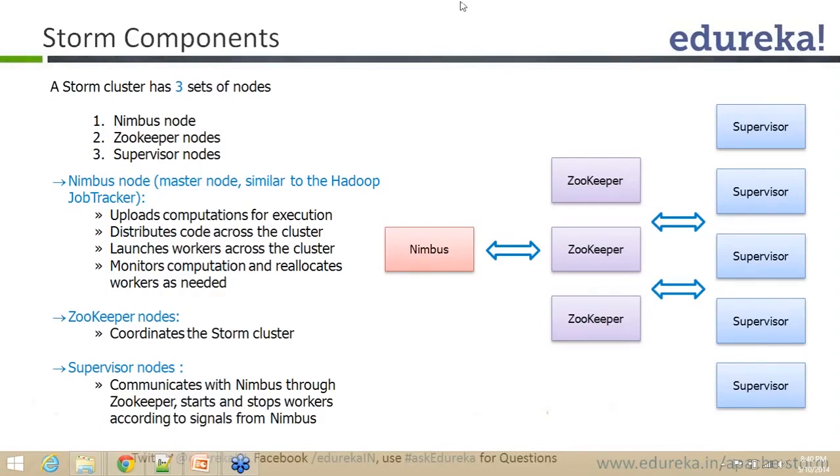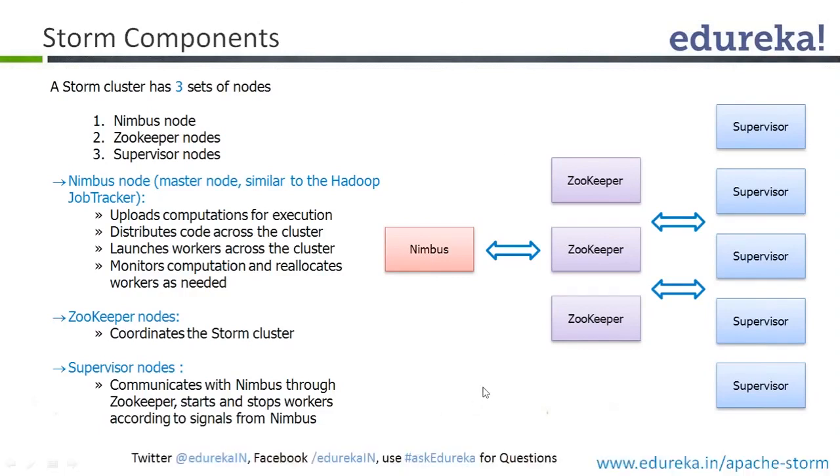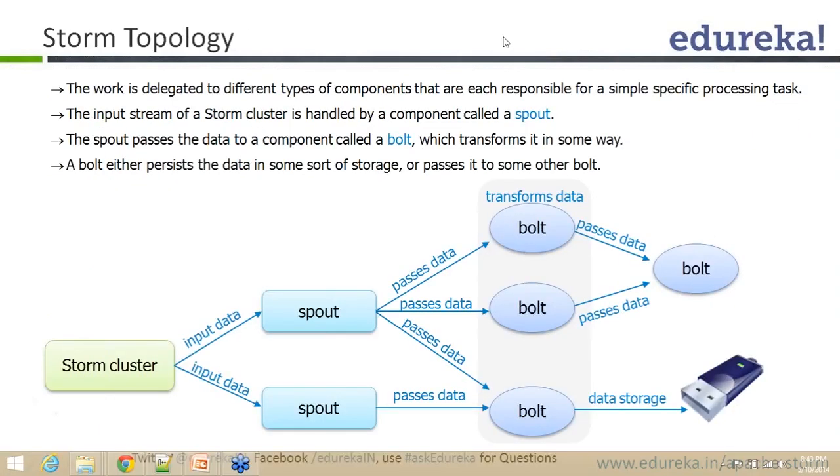Now moving towards the next slide. This is just some of the basic things, a bit more explanation about it. A Storm cluster typically has 3 kinds of nodes: Nimbus nodes, Zookeeper nodes, and supervisor nodes. The Nimbus node, as I told, is the master node, roughly equivalent to the job tracker, and it is responsible for uploading all of your topologies, that is, uploading computations for execution.